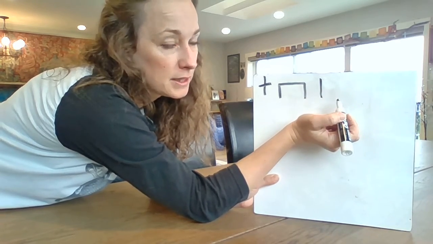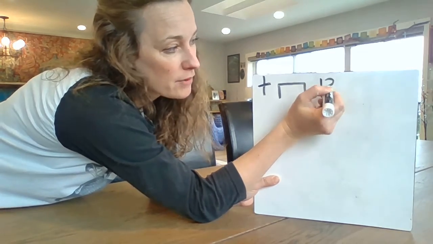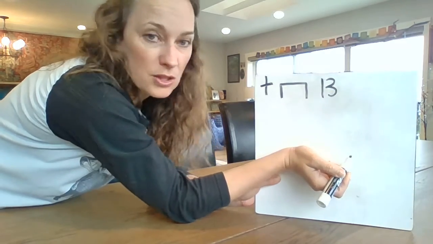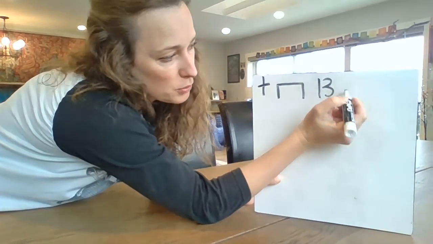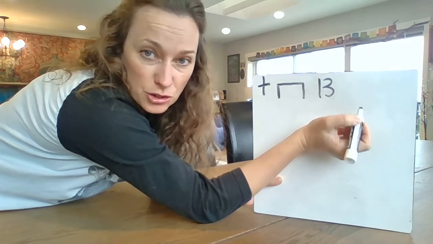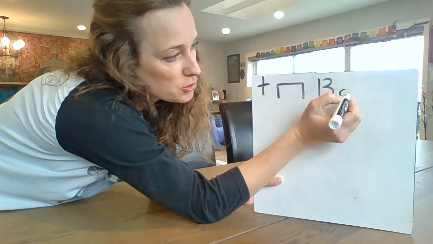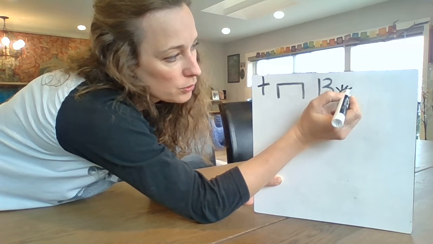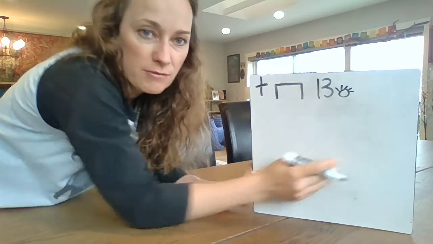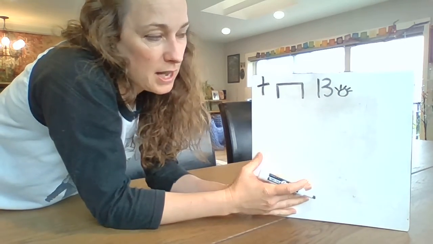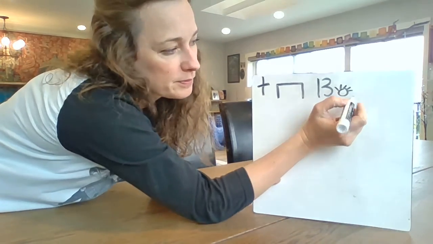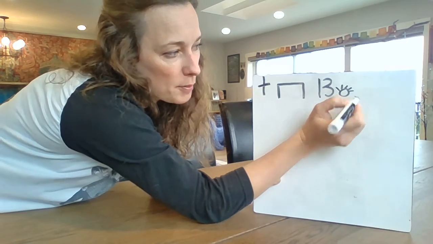13, that's a 3. So I have a 1 and a 3. It was 13 handprints. Should we draw a little hand to remember what we measured in? 1, 2, 3, 4, 5. Make sure there's 5 fingers on it. So it was 13 handprints long, or I do a comma.